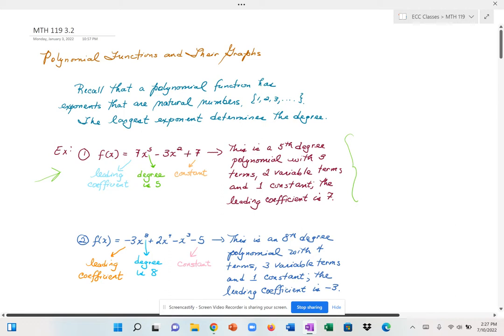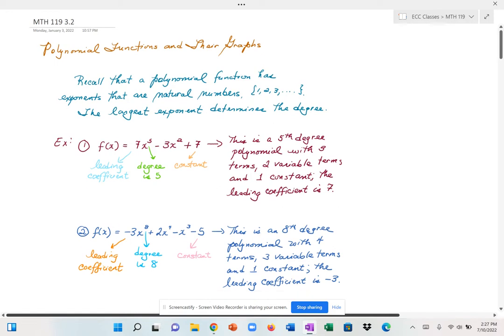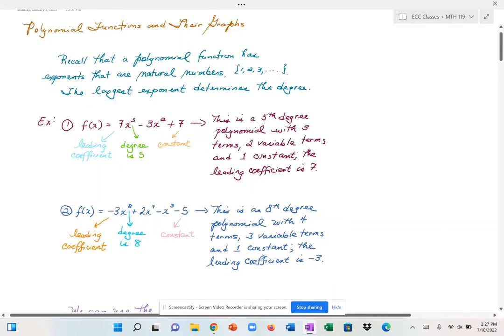determines the degree. So again, the vocabulary is really important in math just as much as the math is. So make sure you understand what all the words mean so that when you're asked questions on homework or tests, you understand what you're being asked.